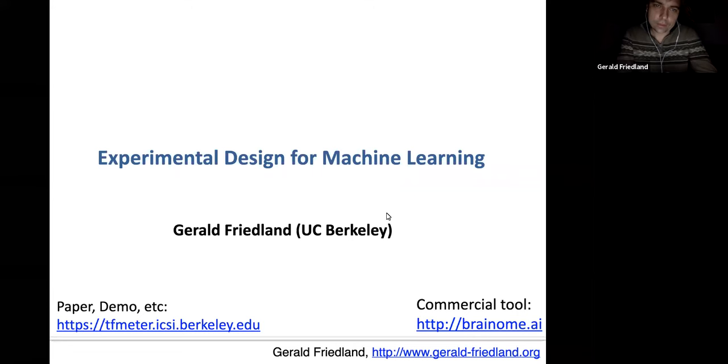this talk is just a summary. There is actually a whole UC Berkeley class now on experimental design for machine learning. So I'm also inviting you, if you want more details, to look at this class. But the interesting part here is there are two tools. One is called tfmeter.icsi.berkeley.edu, which allows you to design networks, and it will show you all the measurements that I'll talk about, so you can try it out online.